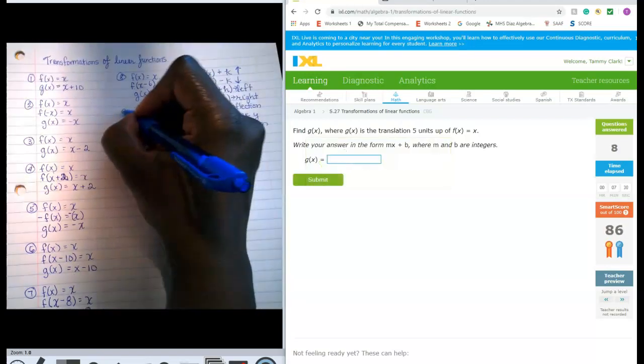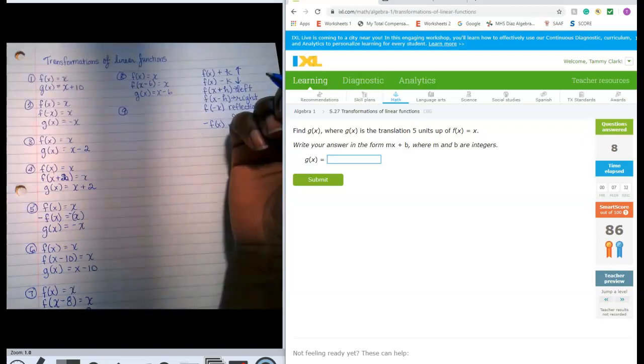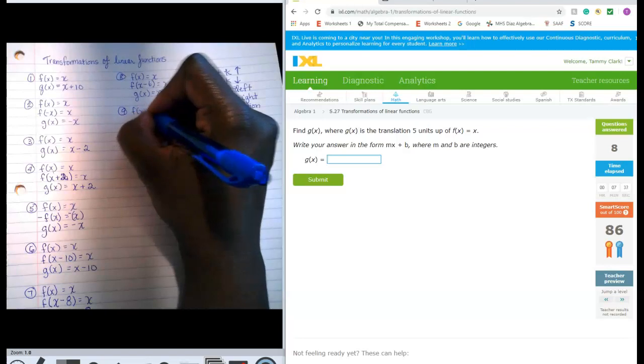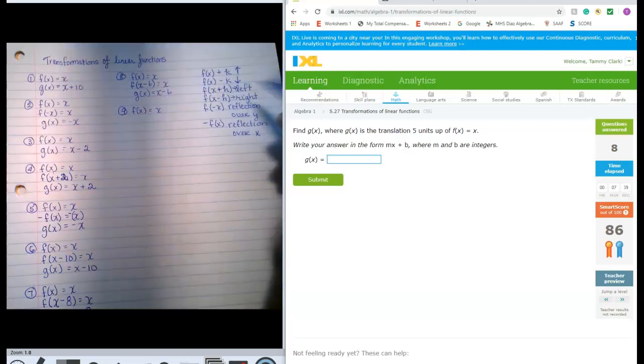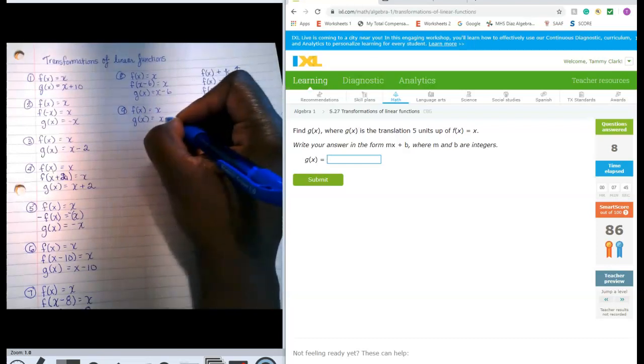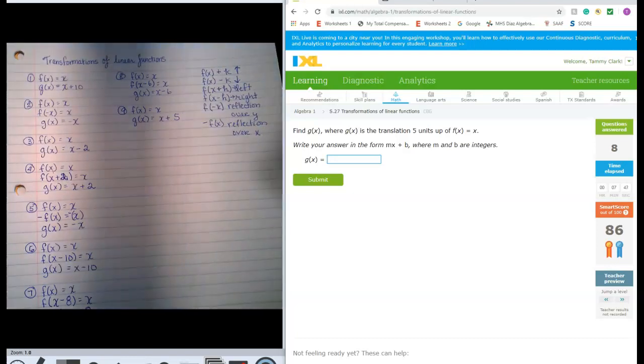Okay, and then number 9, we've got find g of x, where g of x is a translation 5 units up of f of x equals x. So it's translated up, which means that our g of x is just x plus 5.